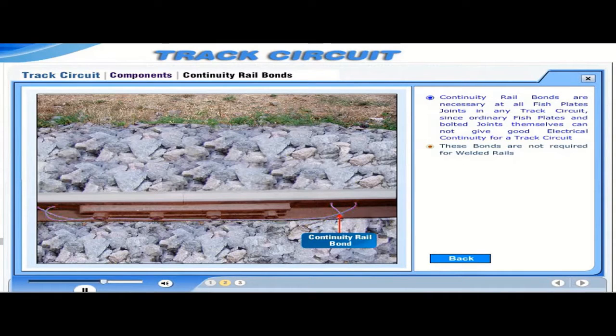Continuity rail bonds are necessary at all fish plate joints in any track circuit. Since ordinary fish plates and bolted joints themselves cannot give good electrical continuity for a track circuit, these bonds are required. They are not required for welded rails.